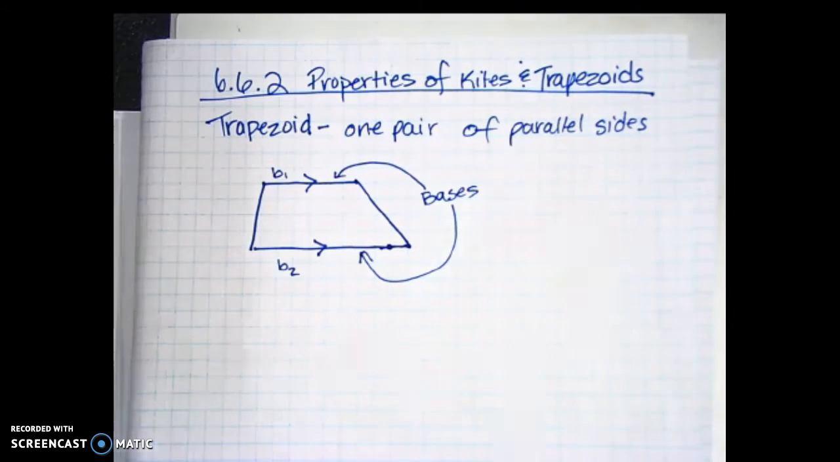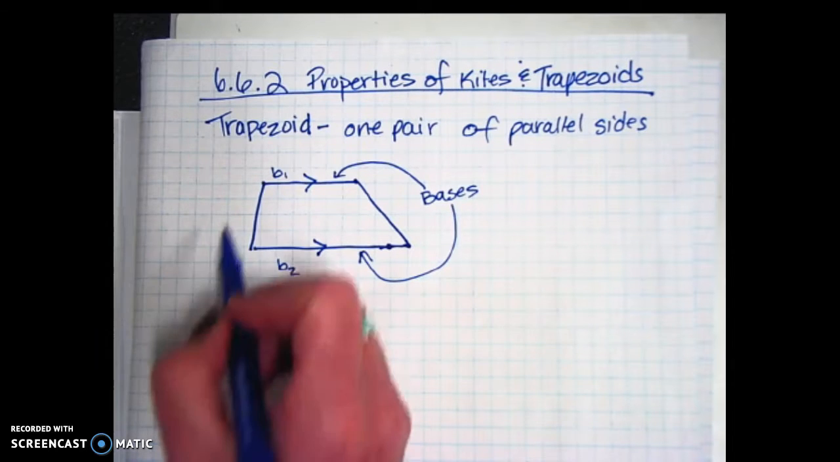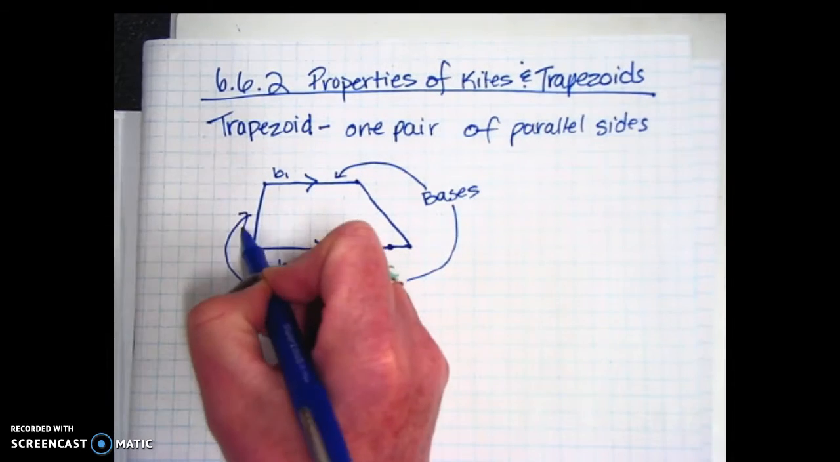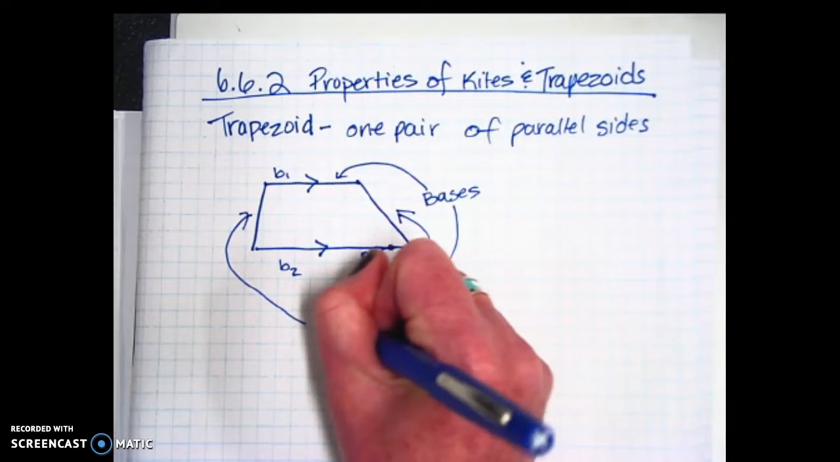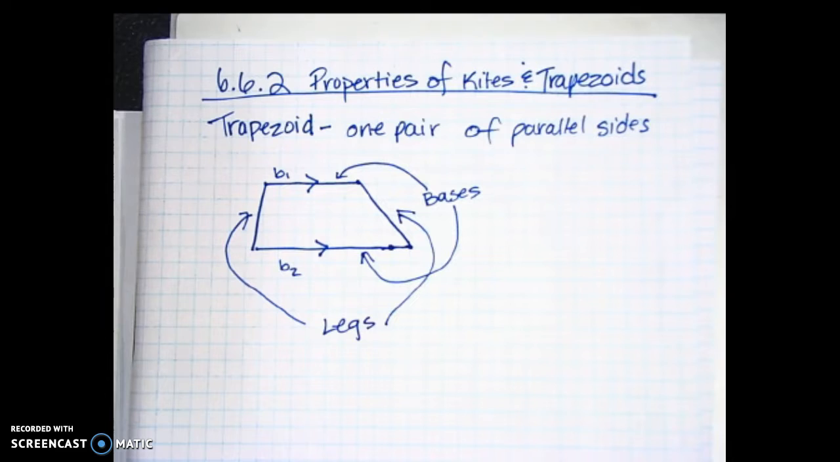And sometimes your trapezoids will be drawn turned like 90 degrees, so it might be on the left and the right. But it's the 2 sides that are parallel that are going to be called the bases. The other 2 sides, this side and this side, are called your legs. Those are the main features of a trapezoid.